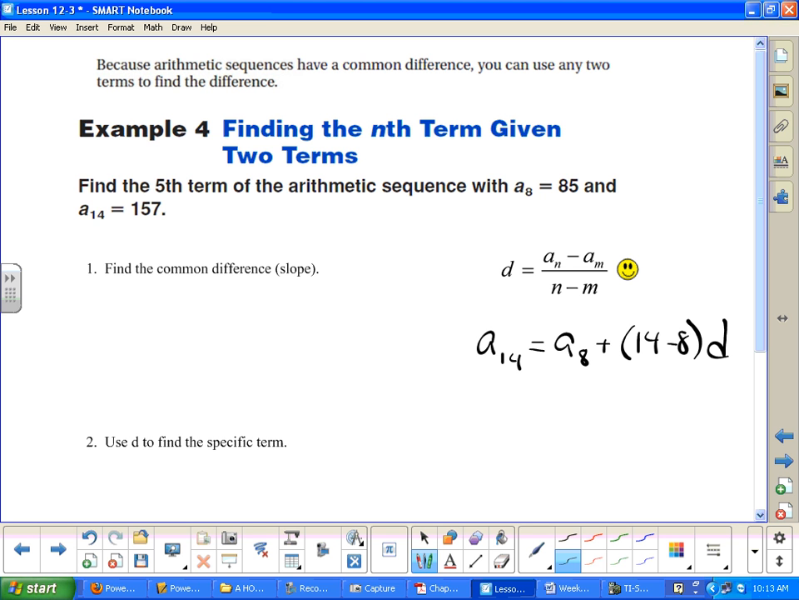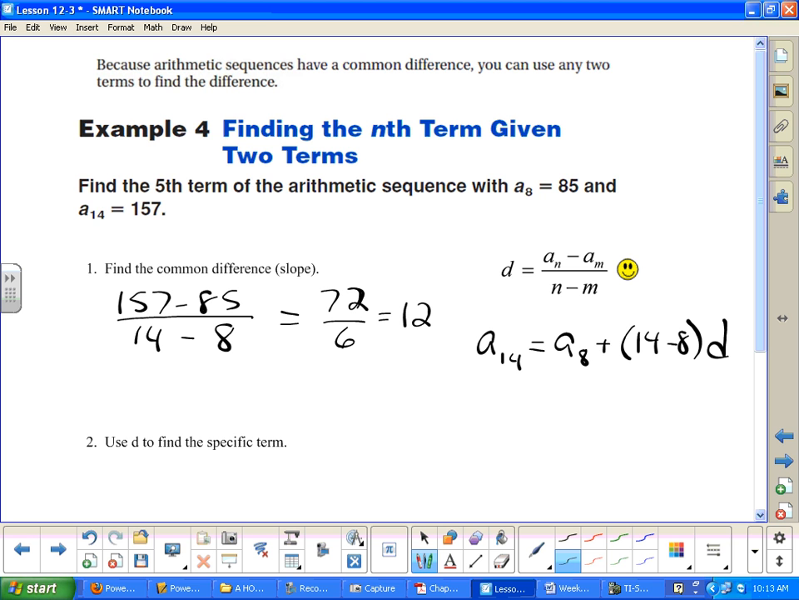So first thing we want to do is find the common difference. So we're going to do 157 minus 85 divided by 14 minus 8. Okay? The difference between the term values, divided by the difference in the number of terms. So this would be 72 over 6, right? Which is 12. Okay.